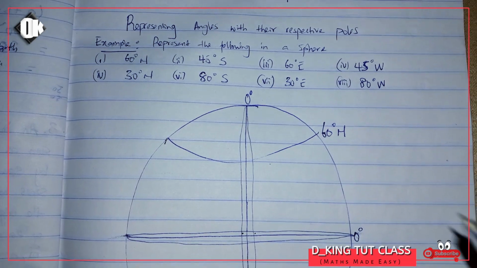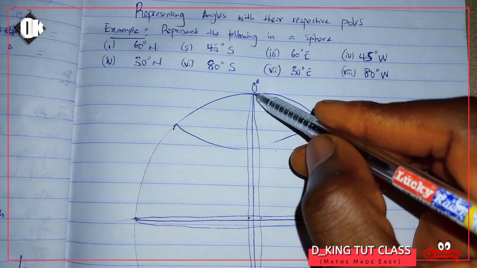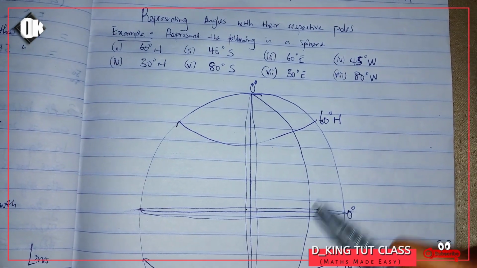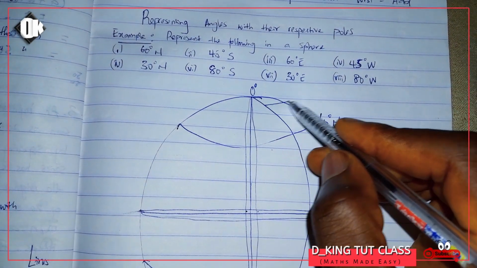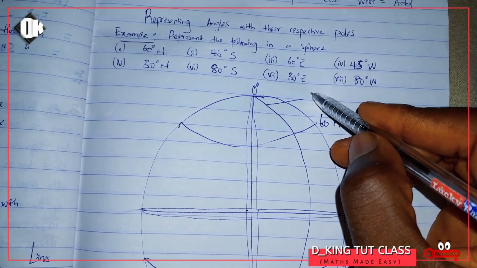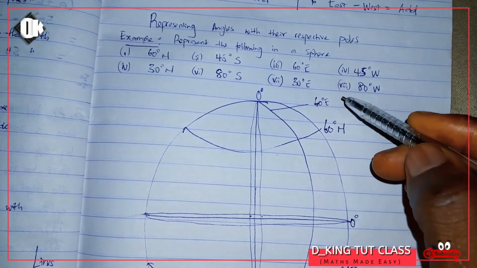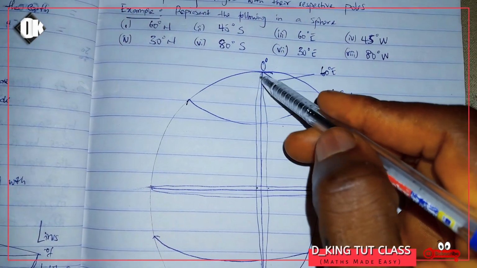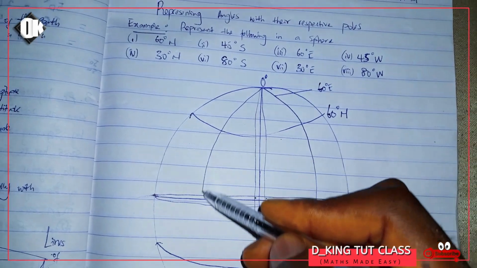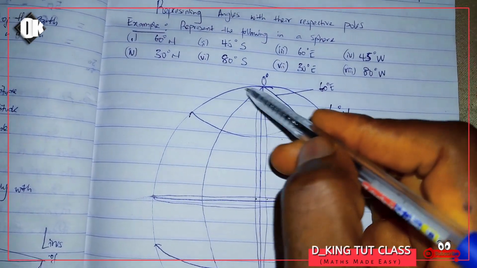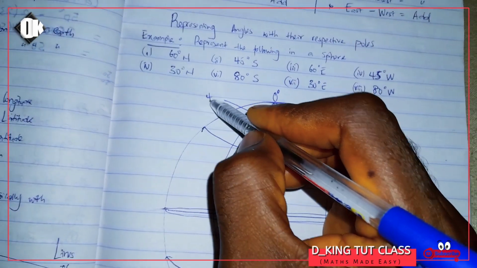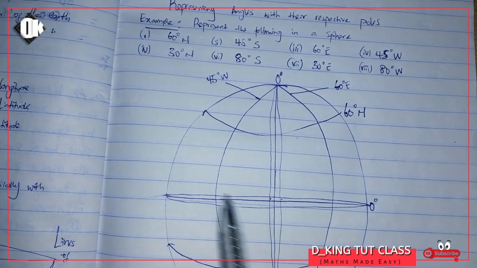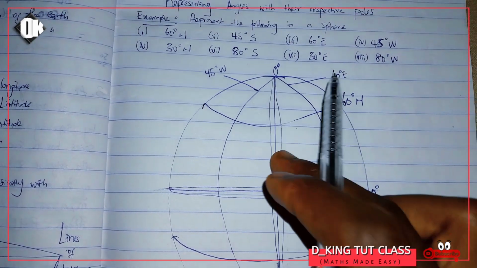Now, next one is 60 degrees east. This is east. Let's come like so. Let's assume this is 60 degrees east. How do I label? You can pick from any point, extend it out, and write 60 degrees east. 45 degrees west. For west, this is my west. That's like half of the shape. So this is 45 degrees west.